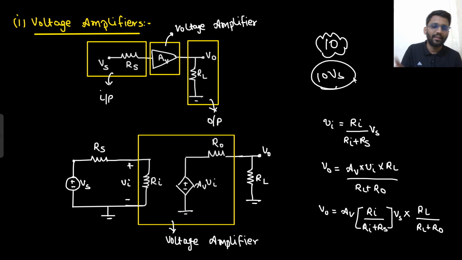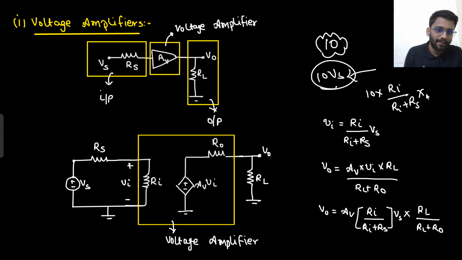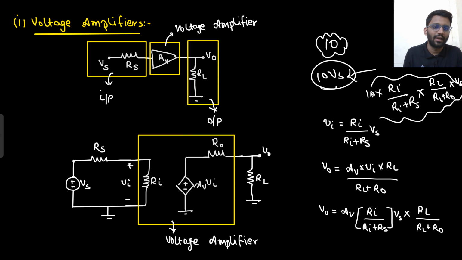So you are applying 10 volt input and you would expect 10 Vs, but it will not happen because there will be some loading. What will be your output? Output will be 10 into Rin by Rin plus Rs into RL upon RL plus R naught into Vs. That will be your final output. So based on Rin, Rs, RL and R naught value, you will see what will be your output. Well and good. Let's move to the next amplifier.